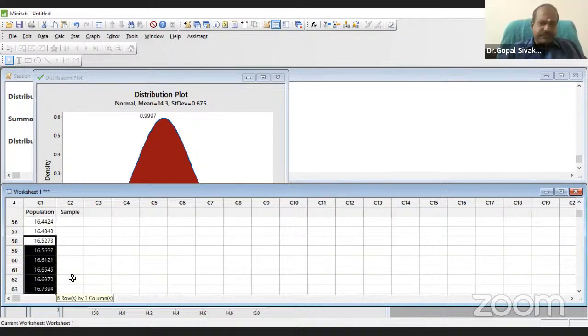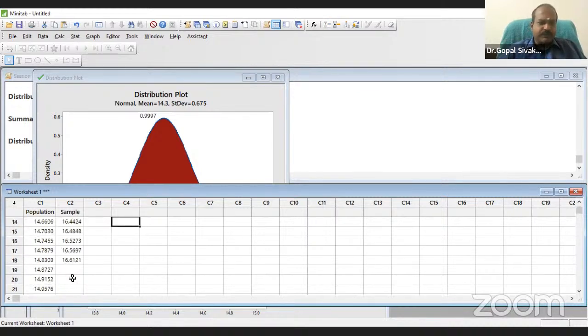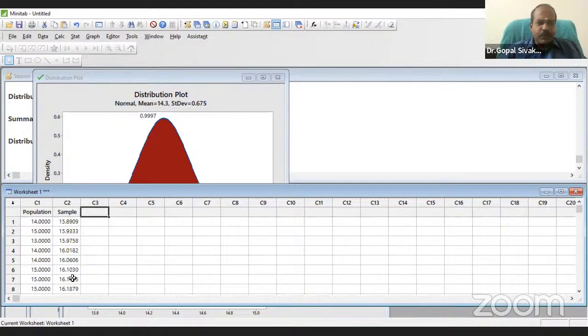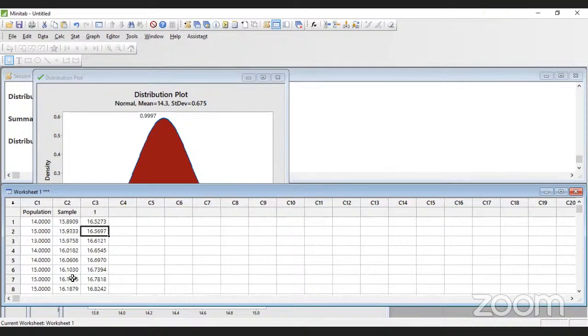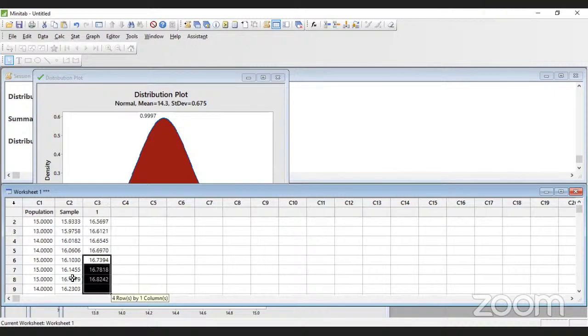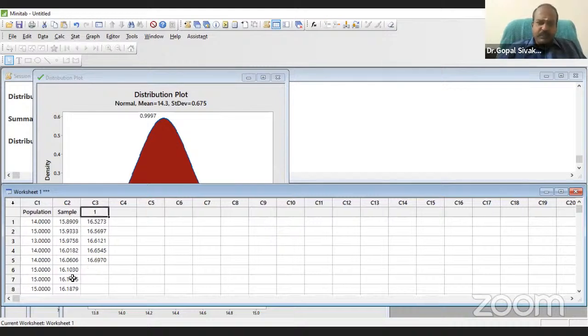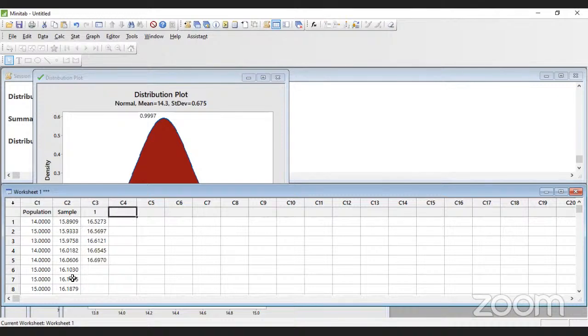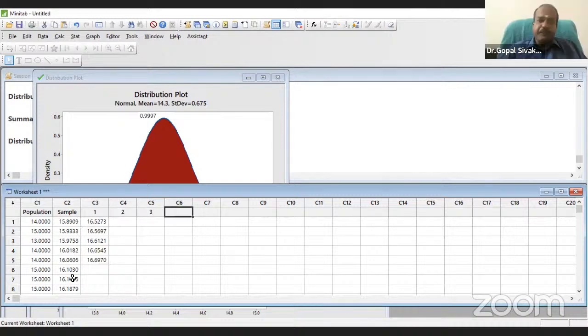Now in the first section of 100 students, I have taken a sample. Please see here: 1, 2, 3, 4, 5. Let us say 5 only. So in section 1, how many samples have I taken? 5. Now I go to section 2, section 3, section 4, and so on up to section 9.